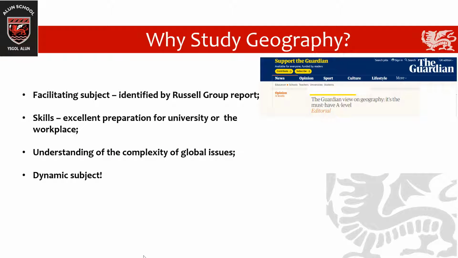So I study geography. Geography is a facilitating subject. This means that it is really good at fitting in with lots of different subjects that you might choose to take at university. It's been identified as a facilitating subject by the Russell Group. It will count as an art or a science depending on what you apply on, which is why our A-level geography students go on to study such a diverse range of degree subjects.